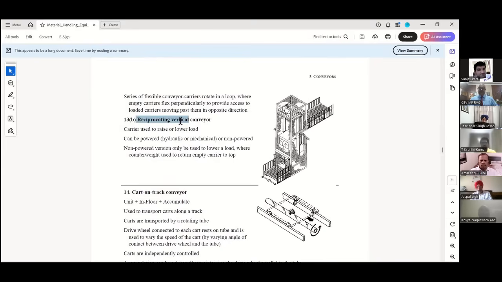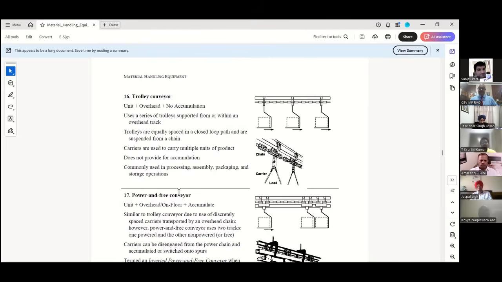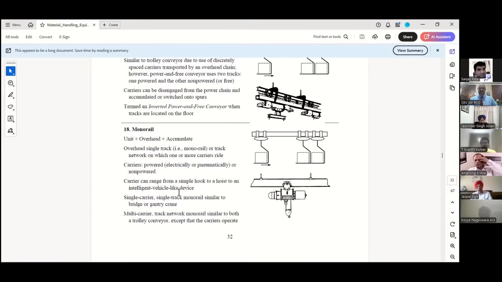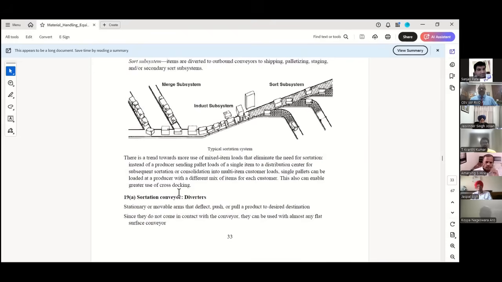Reciprocating vertical conveyor, carton conveyor, simply. Top conveyors, trolley conveyors, pull conveyors, monorail conveyors, sortation conveyors.